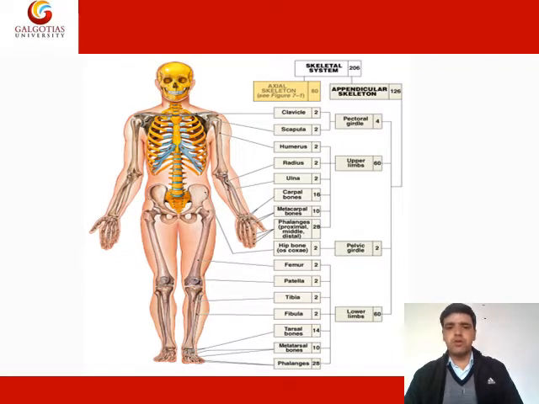The bones forming the pectoral girdle are the scapula and clavicle. Apart from that, the bones of the upper limb are the humerus, radius, ulna, carpal bones, metacarpal bones, and the phalanges. Moving to the lower side, the hip bone or pelvic bone forms the pelvic girdle. And the bones of the lower limb include the femur, patella, tibia, fibula, tarsal, metatarsal, and phalanges. So these are the names of the bones forming the appendicular skeleton. Now we are going to study each one in detail.